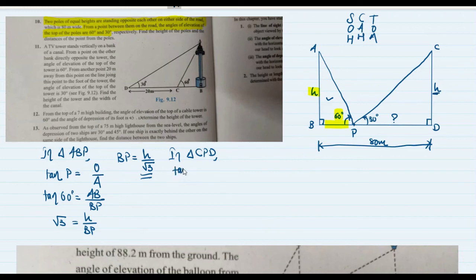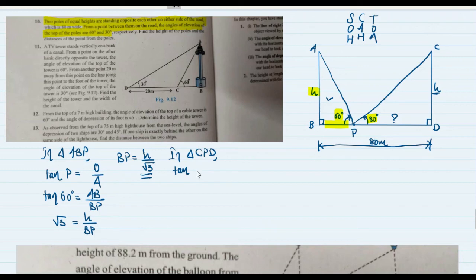Tan P. But this time P is this angle, okay? Don't get confused with P, because point P is common to both the triangles. So this time tan P is this angle in triangle CPD. So you can also write it as tan of angle CPD.